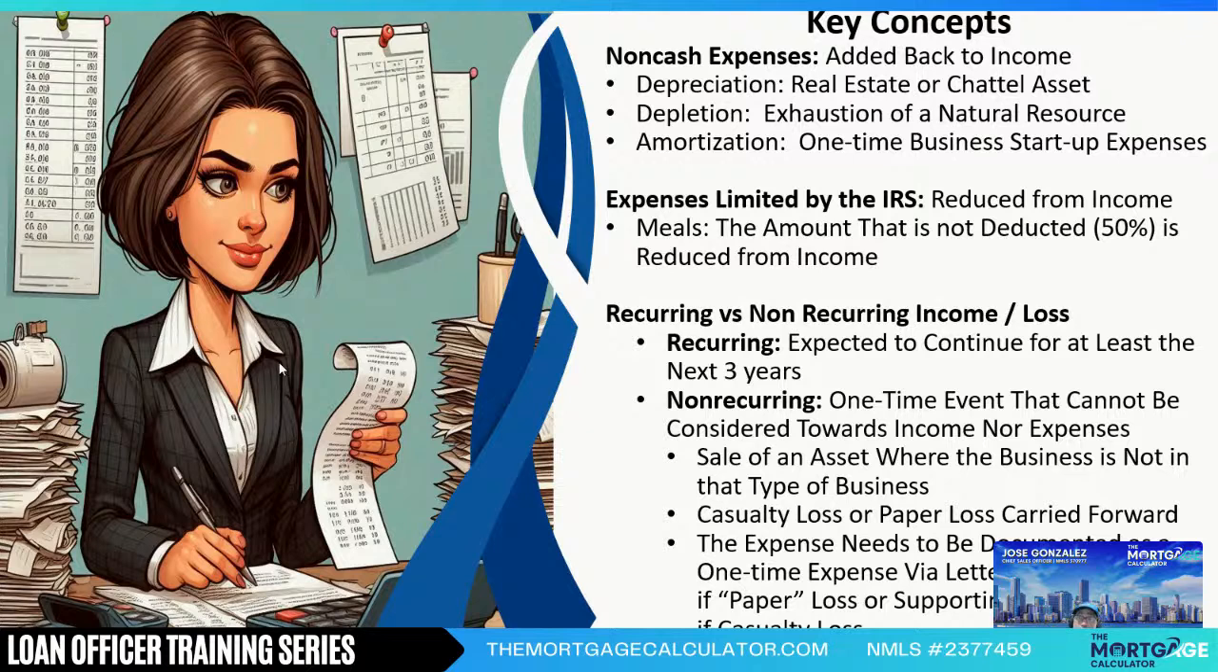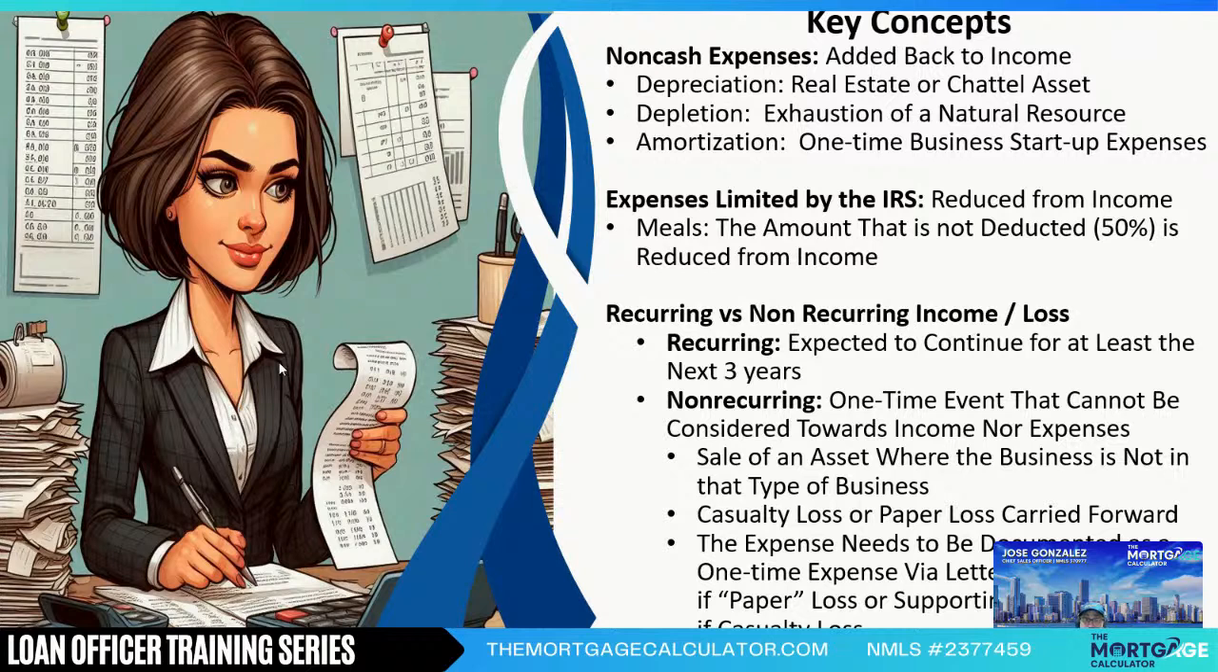But what we're really going to focus on in this category is the non-recurring loss. That's the one that's affecting you as well, because it's on there. But the fact of the matter is that it is a paper loss, right? Recurring loss or recurring income is expected to continue for at least the next 3 years, right? So we've got that 3-year rule there. Versus non-recurring, which is a one-time event that cannot be considered towards income nor expenses.